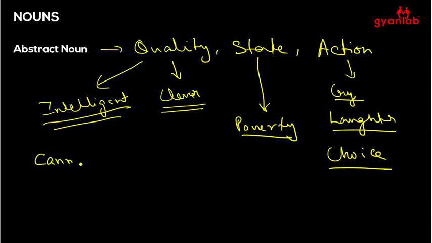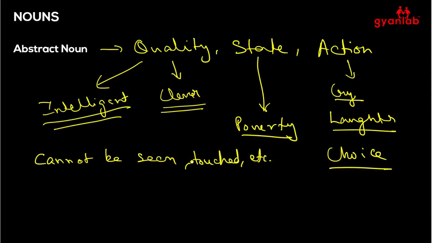So it cannot be seen, touched, etc. Because you cannot touch intelligence or clever or poverty, you cannot see them. It's a state of being, or a quality, or an action, and hence these are known as abstract nouns. For example, if you take the fact that stone is hard, or steel is hard, or wood is hard, we can therefore speak of hardness as a separate identity apart from stone or steel or wood or any kind of object having the same quality. So hardness is an abstract noun, right?